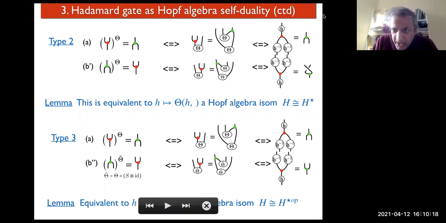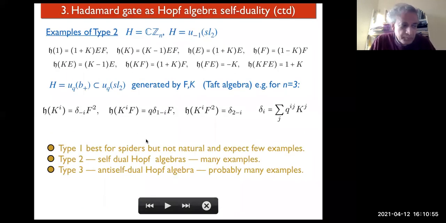If you don't like the appearance of the opposite product here, which you probably don't, and you want to land exactly on the green product on the nose, not its opposite, then you will need to change this bilinear form on this half by some variant, and then it will work. And that will be exactly equivalent to theta as a map being an anti-self-dual Hopf algebra isomorphism. So it's saying exactly that the Hopf algebra is anti-self-dual. Which again, I think is fairly natural. I don't think it's been studied in the literature at all, but I would think it's also fairly natural. Okay, just to give you some examples.